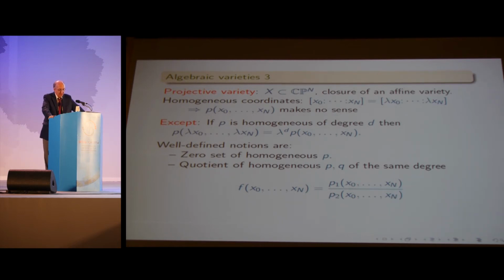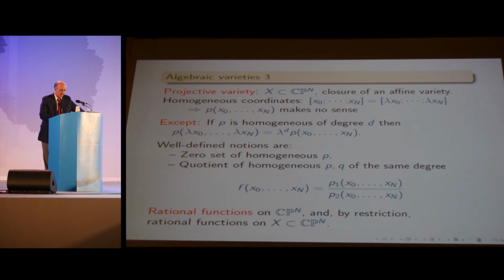And also importantly, the quotient of two homogeneous polynomials of the same degree is a well defined function, because then that lambda to the d cancels out. This way I get some rational functions, and these are nice meromorphic functions. So I have the notion of rational functions on CPN, and then I can restrict them to a subvariety inside CPN, as long as the subvariety is not contained in the zeros or the poles, and I get rational functions on the subvariety.